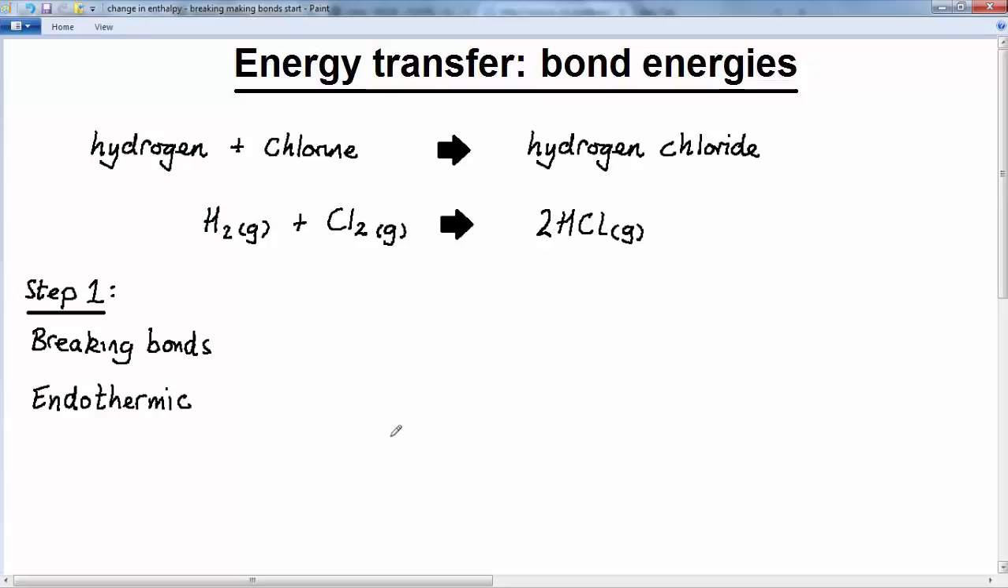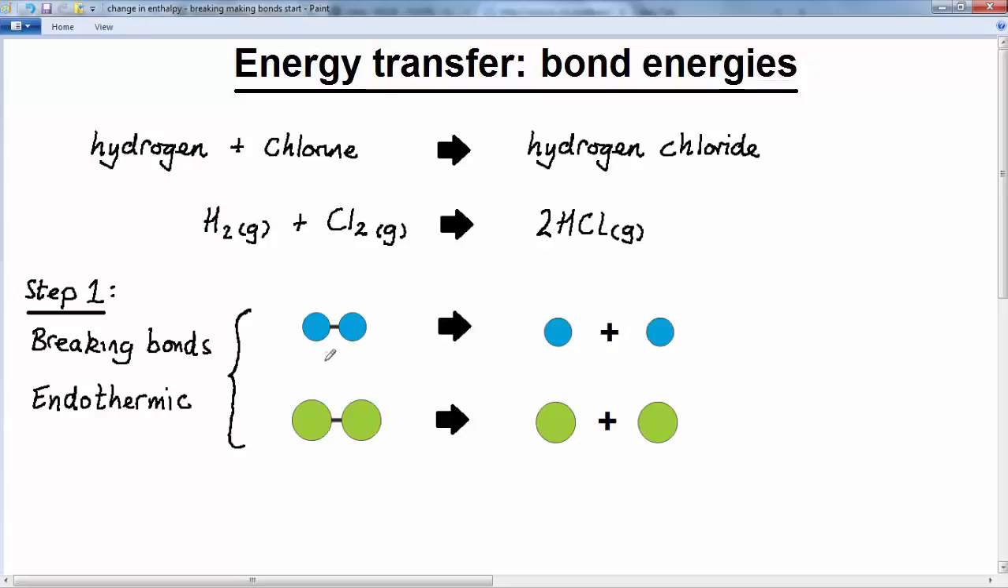Let's look at the bond diagram. So first of all, we've got the hydrogen molecule, H2, that's got to be broken into 2 hydrogen atoms. That bond gets broken. And then we've got the chlorine molecule, Cl2, that's got to be broken into 2 chlorine atoms. Okay, and each of these bond breaking processes requires a specific amount of energy.